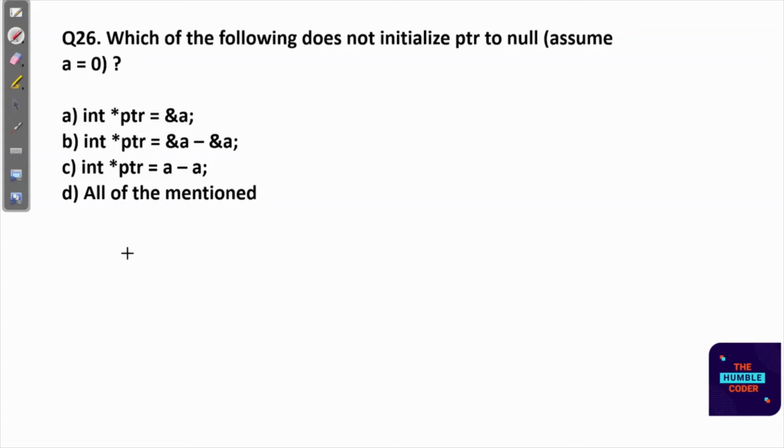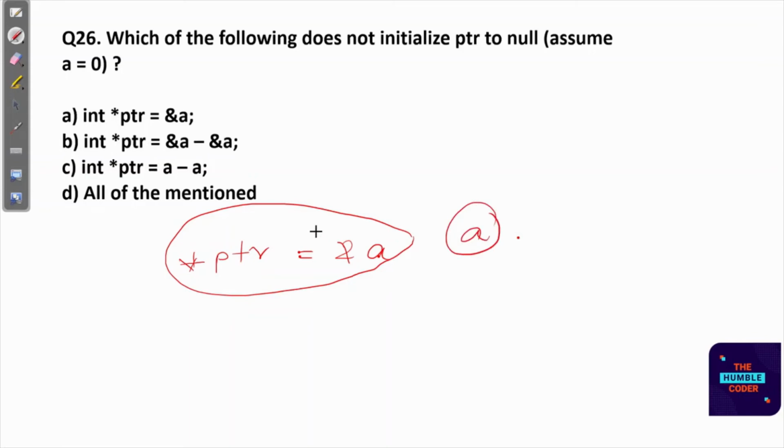So the next question is, which of the following does not initialize PTR to null? Assume a equals 0. So the different statements are given to us and we have to check which does not initialize the PTR to null. The correct answer for this is option A, that is PTR equals ampersand A. This will not point to null. So option A is the correct answer. Why are the others not the answer? Because you can see this will be pointing to null and again this will also point to null. So the correct answer will be this.